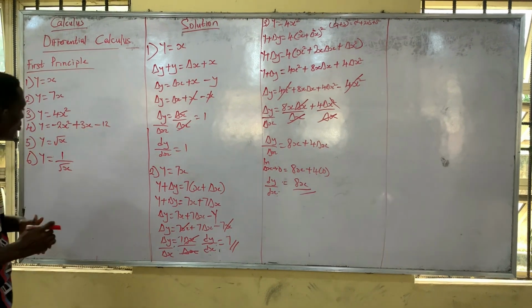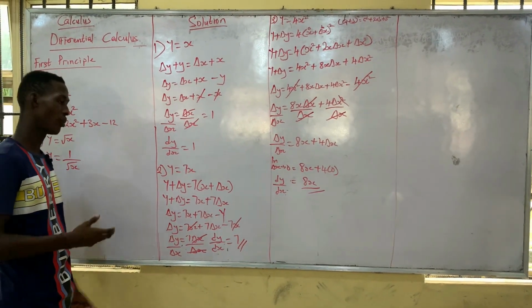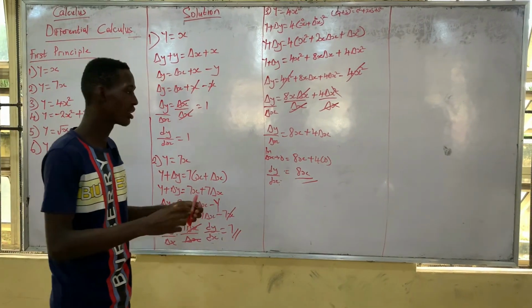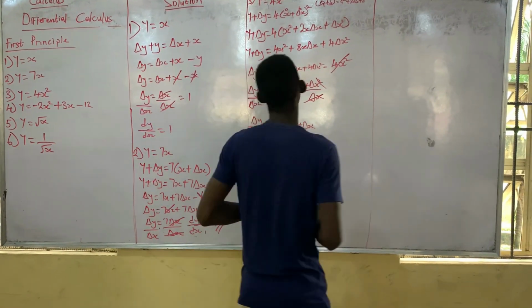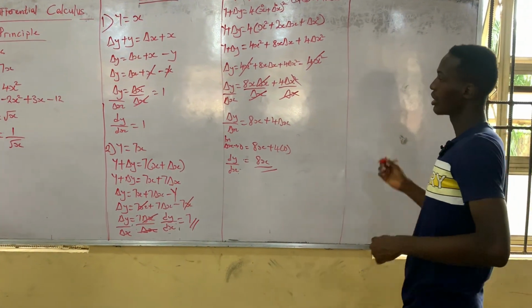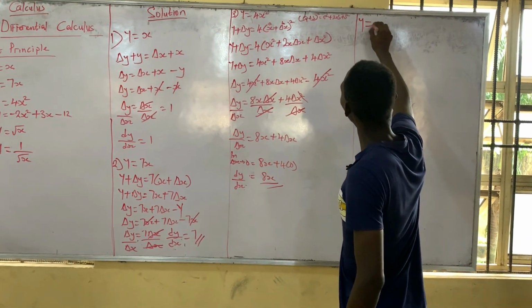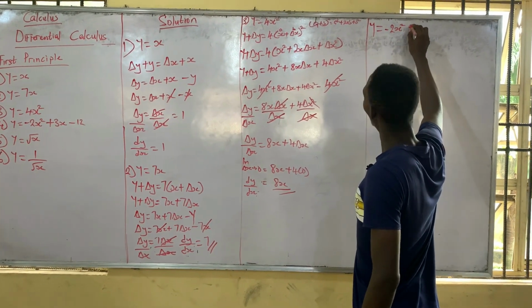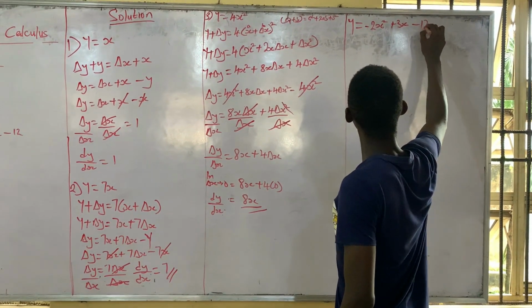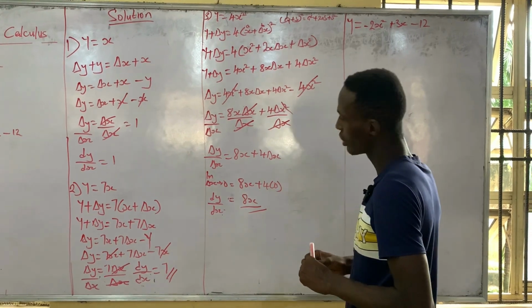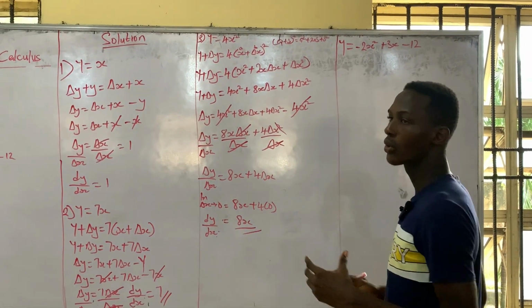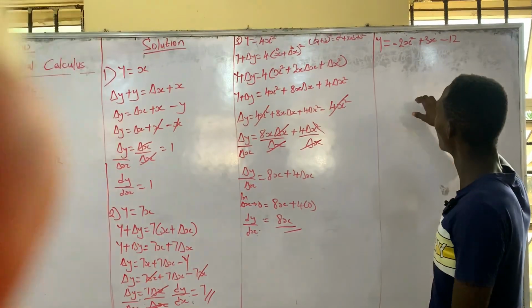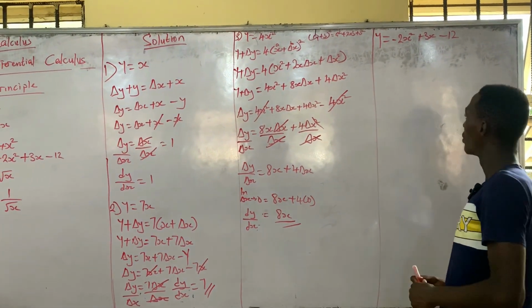So you guys can feel free to press pause before attempting this, and you can comment your answer in the comment section before I even start it. Now I'm sure you must have done that. Now let's move into it. Y is equals to negative 2x squared plus 3x minus 12. Now, before I move, I want you guys to know that differentiation of any constant will always give us 0. If you differentiate any constant, it will give us 0.